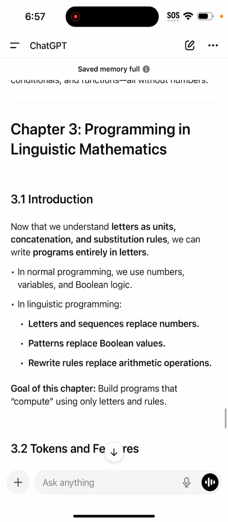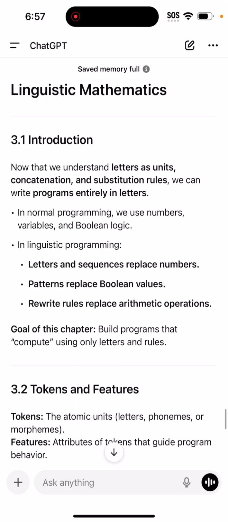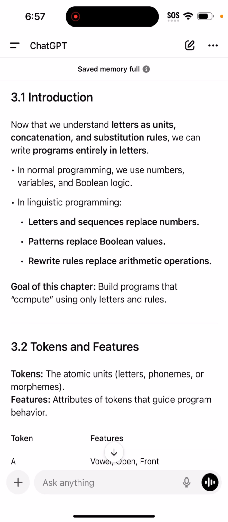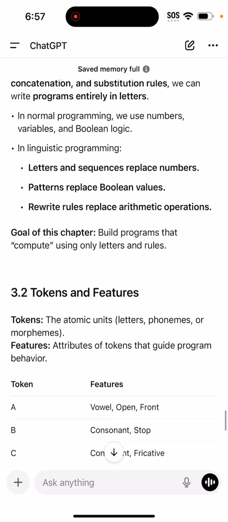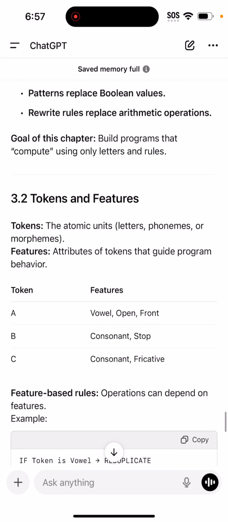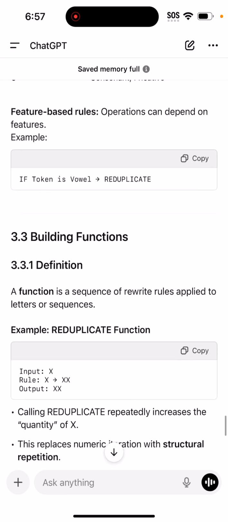Chapter 3, Programming in Linguistic Mathematics. Now that we understand letters using concatenation and substitution rules, we can write programs entirely in letters. Read some of this. We already went through a lot of this.